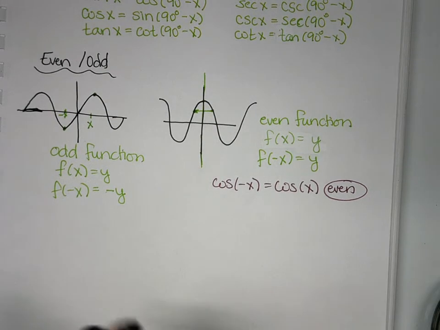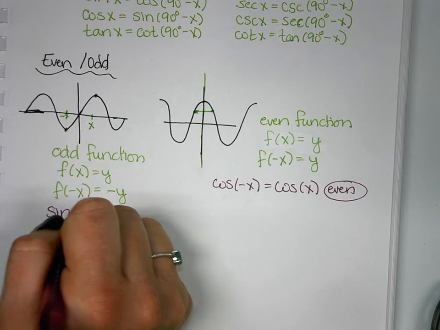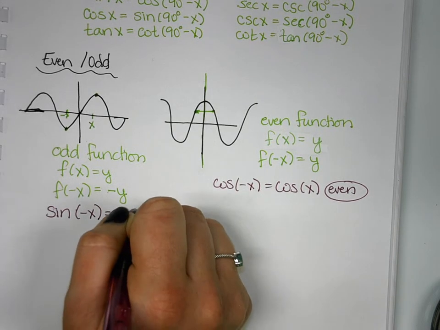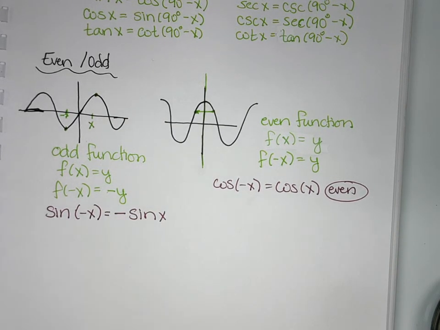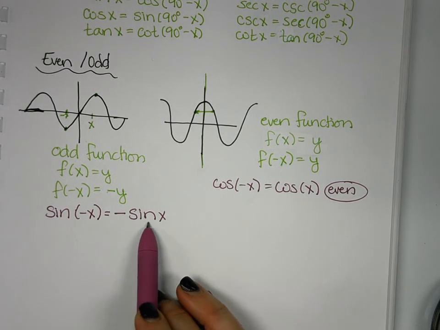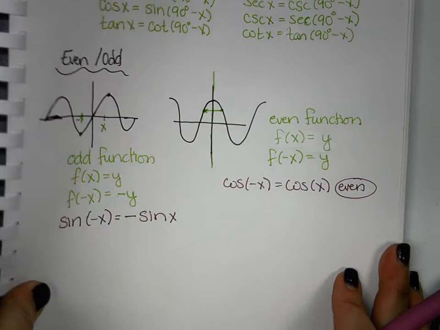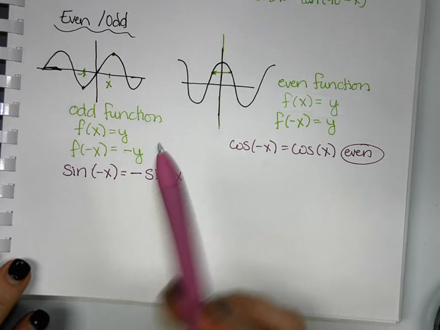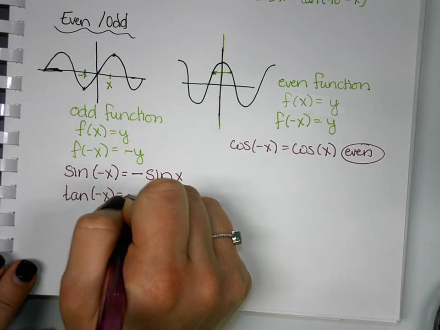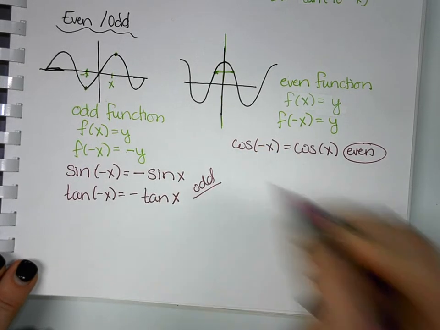But for the other one, sine is odd. So we would say sine of negative x is going to be the exact opposite of the sine of x. The negative comes to the front, meaning my y value is going to be the negative of the y value I got when I plugged in x. Now tangent graphs are also odd. They have the same kind of mirroring that a sine does. So we would say tangent of negative x equals negative tangent of x. These here are examples of odd, and cosine is even.